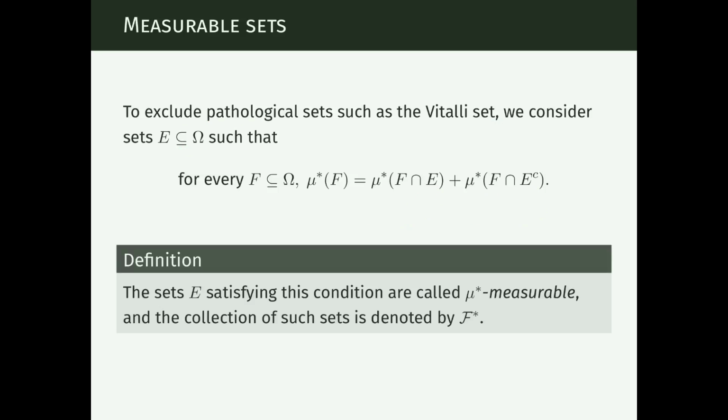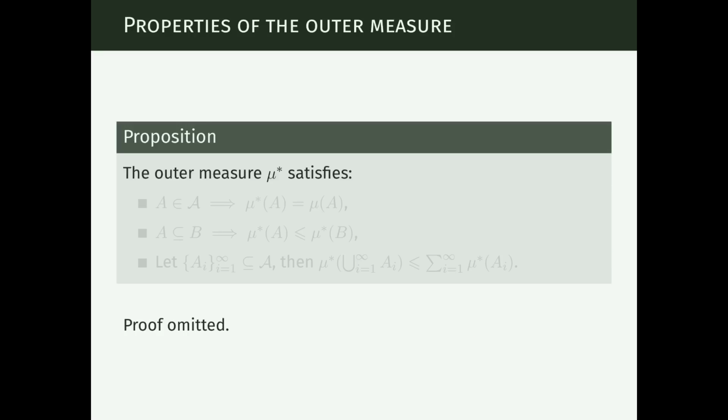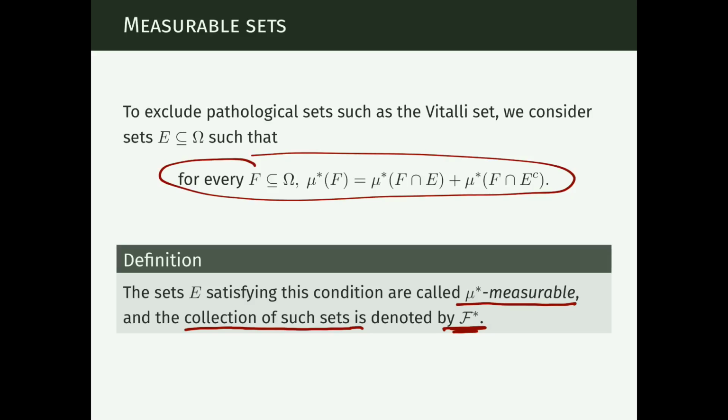And for sets E that satisfy this relation, we call them mu star measurable. And we define the collection of all sets that are mu star measurable. We define it by F star, and it's no coincidence that we're using calligraphic F here. This is exactly the lemma of CARATHÉODORY, that this is a sigma algebra. This will come in a couple of slides.